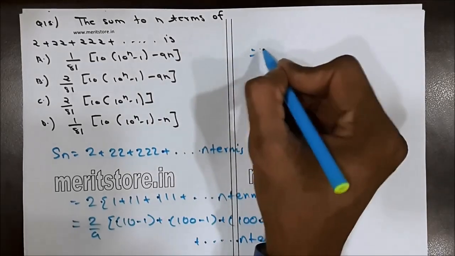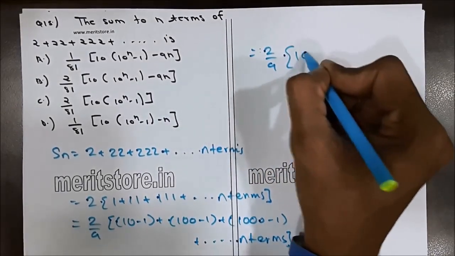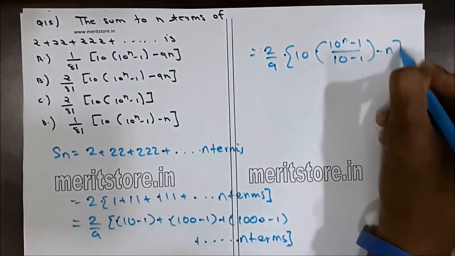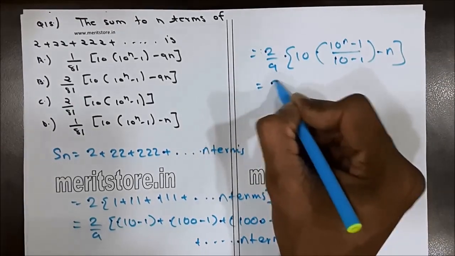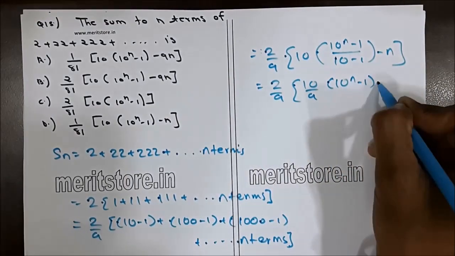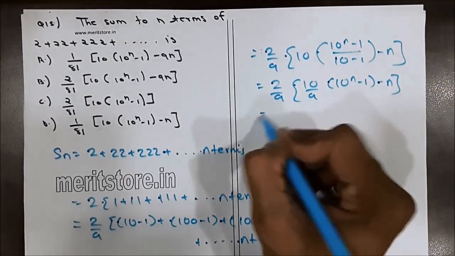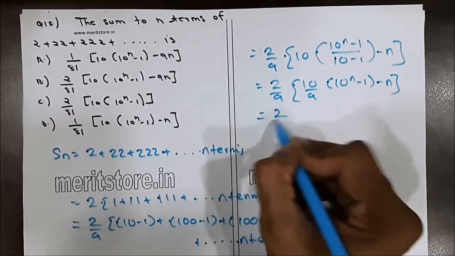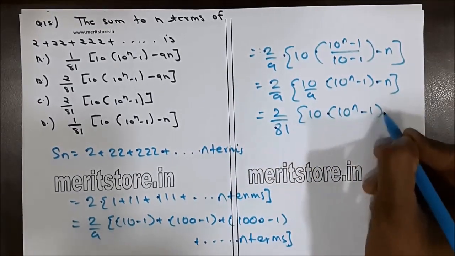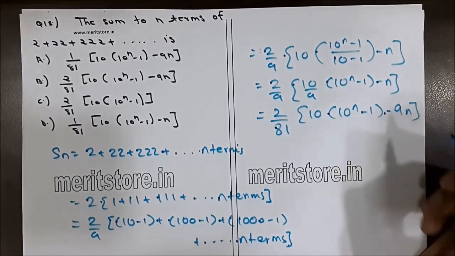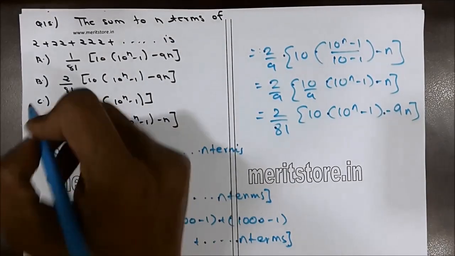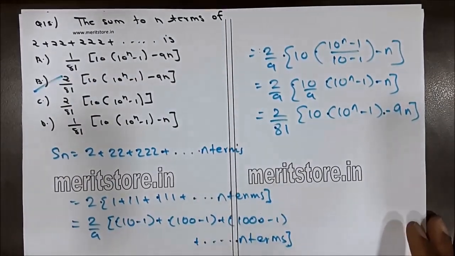We can write this as 2 upon 9 of (10 (10 raised to n minus 1) upon (10 minus 1) minus n). That is 2 upon 9 of (10 upon 9 (10 raised to n minus 1) minus n). We take 9 outside, we get 2 upon 81 of (10 raised to n minus 1) minus 9n, which is our option B. Therefore option B is the correct answer.